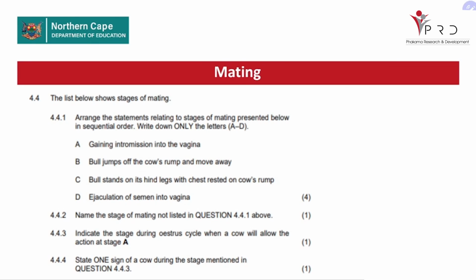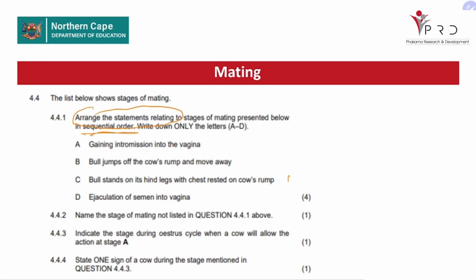A, gaining intromission into the vagina. B, the bull jumps off the cow's rump and moves away. C, the bull stands on its hind legs with chest rested on the cow's rump. D, ejaculation of semen into the vagina. Here you need to know what comes first. You have to arrange them in order. The question says arrange the statements in a sequential order. Then what comes first here?